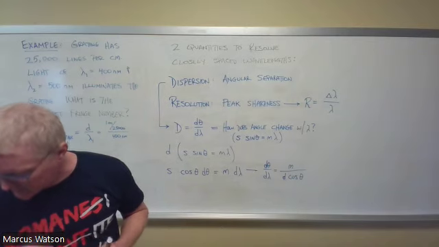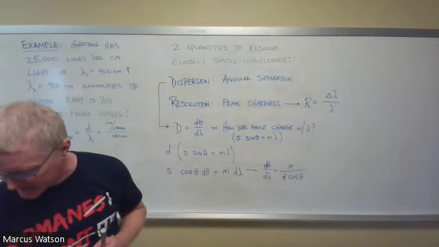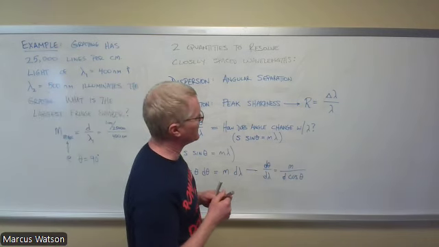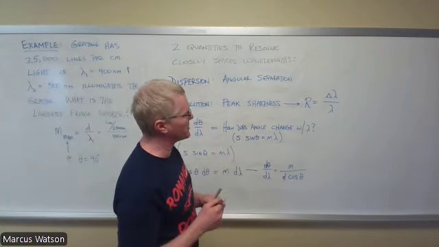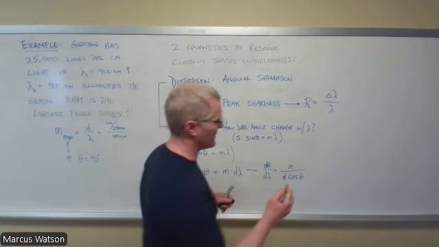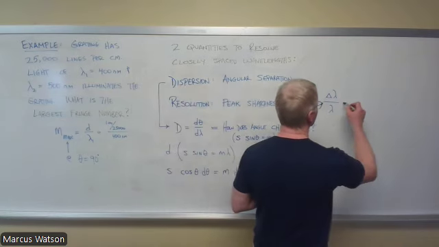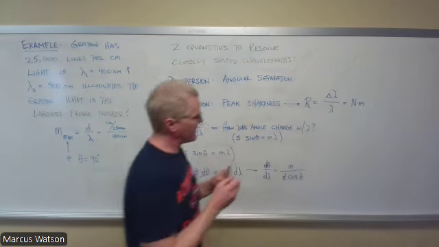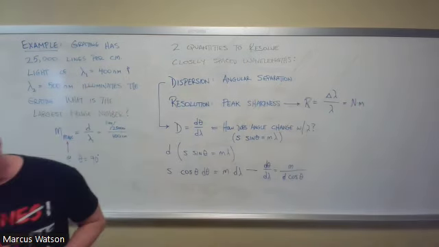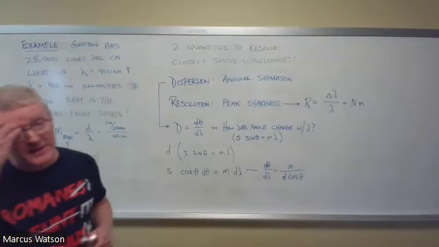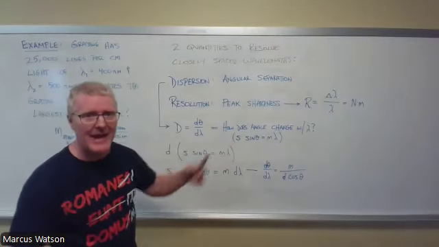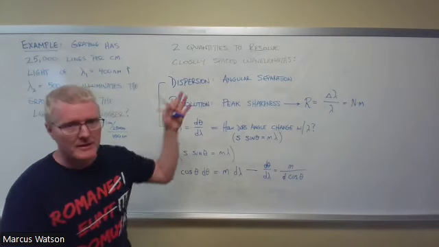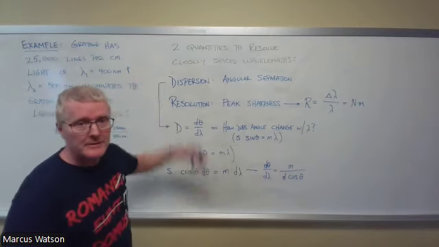And if you do a little bit of fooling around, you'll find out that it reduces to a fairly straightforward thing, which is just n times m, where m is the order number, right? It's still the same thing as m, and n is the total number of slits in the array.